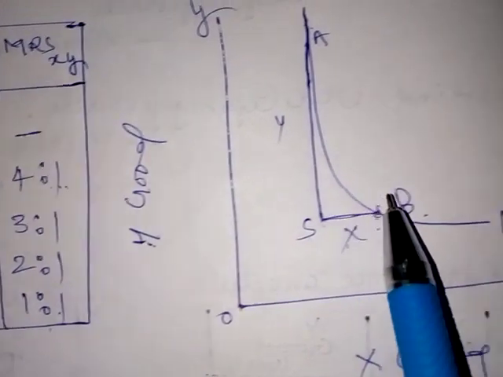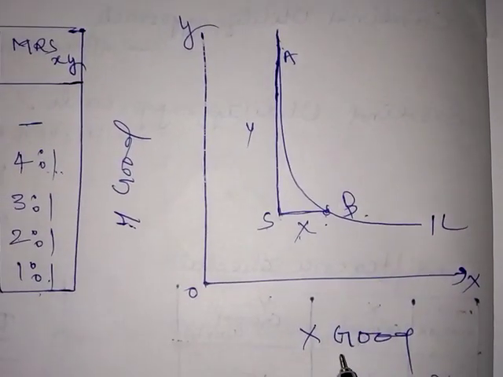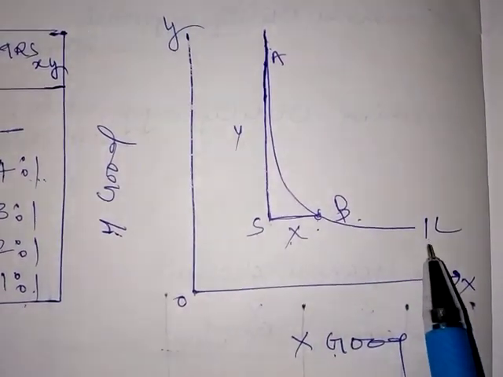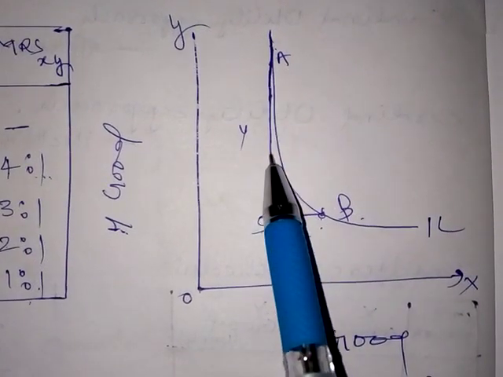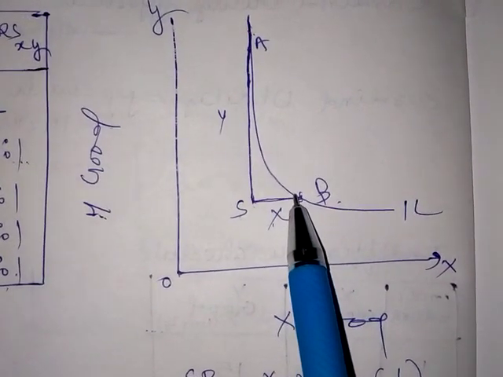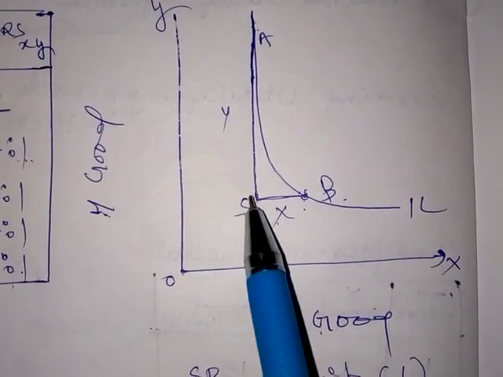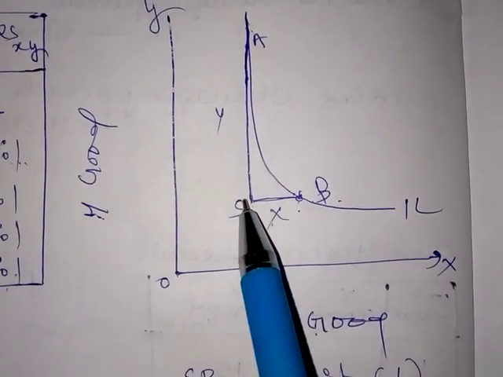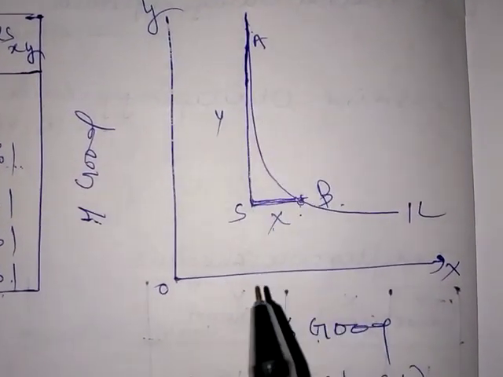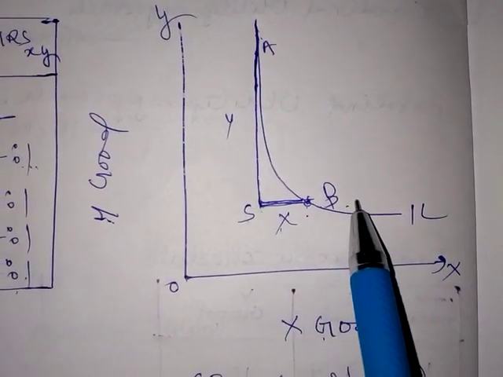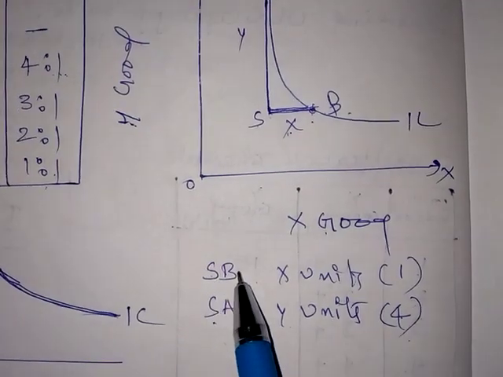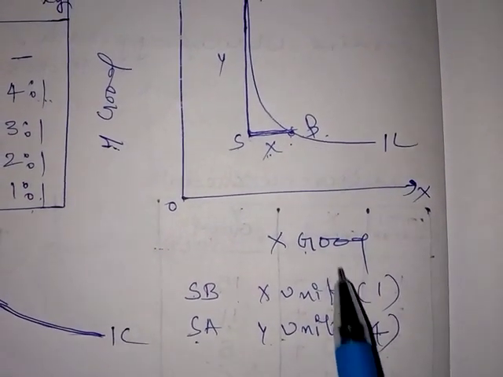This can also be understood with the help of this simple diagram. In this diagram, on the x-axis X goods are taken, on the y-axis Y goods are taken. Here it is the IC curve, right? Here this line shows the units of Y and this line shows units of X, right? SA units of Y, SB units of X. So the gap SB is smaller than the gap SA. Means in order to get SB units of X, he is ready to lose SA units of Y. Here you see SB X units, SA Y units. So the gap is small.